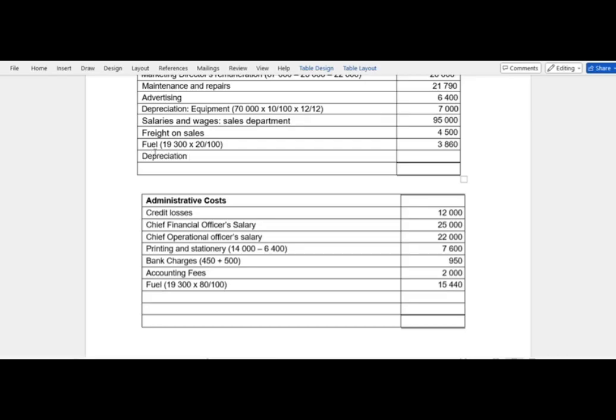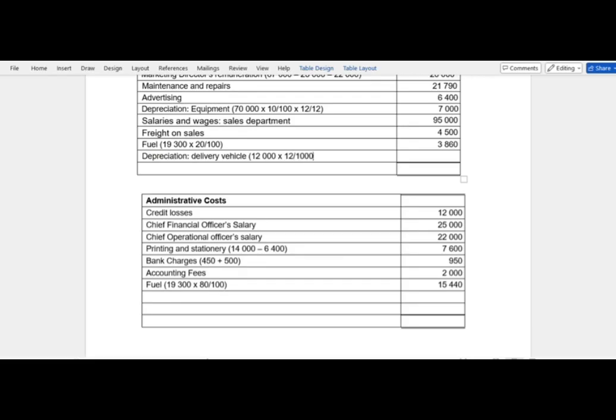Depreciation. This is for delivery vehicle. Let me just mention it like that, so that maybe it can make sense. Delivery vehicle is similar to fuel, right? Depreciation for delivery vehicle, in brackets, they said this amount, it amounts to 12,000. So you multiply by 12, you divide by 100.